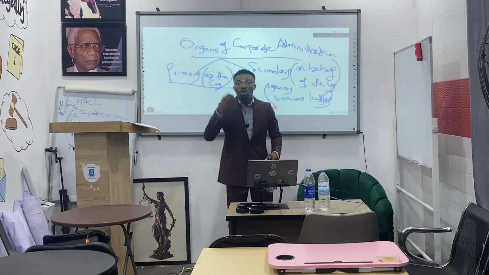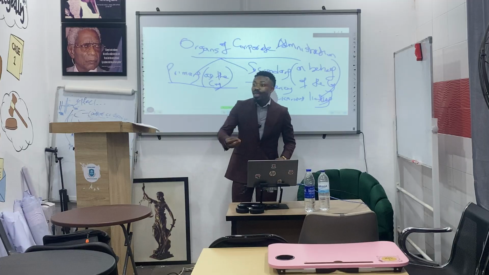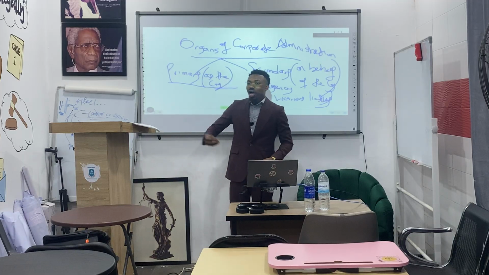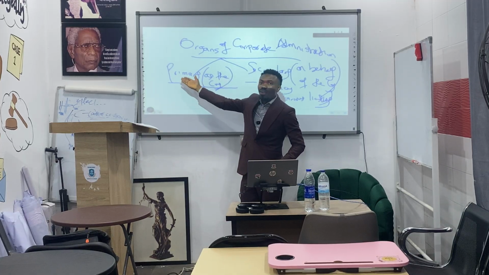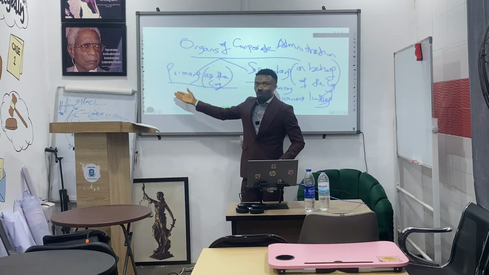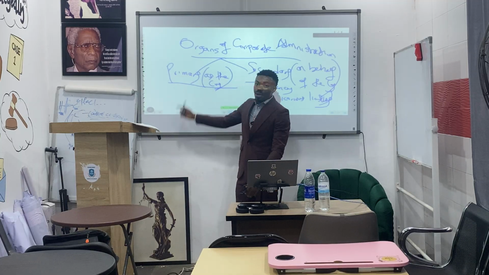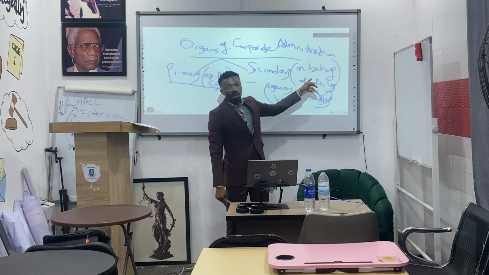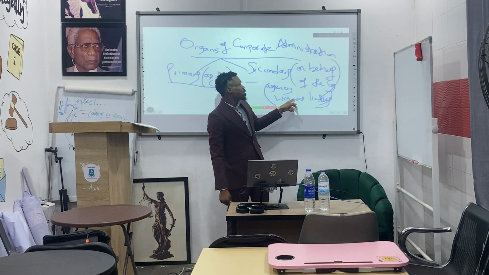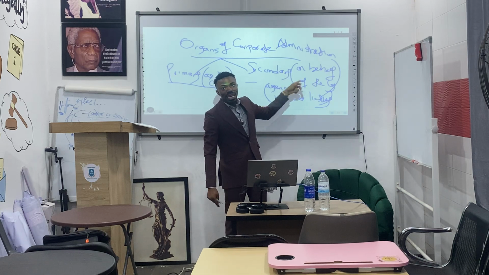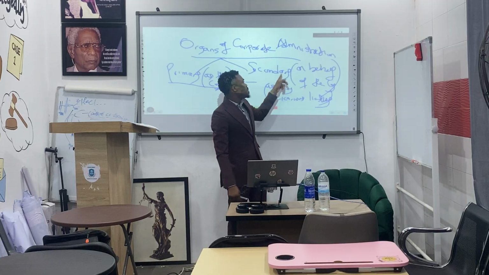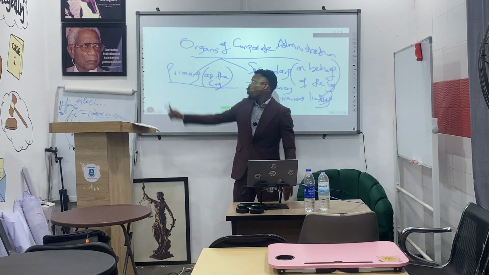So when you want to be sure that the company has done something, you ensure that it is whatever it is that these primary organs will do. But if it's not the primary organs, maybe you are dealing with what, the secondary organs. In the secondary organs, you have to prove that whoever it is that has acted here, that this person has what, authority of the company.